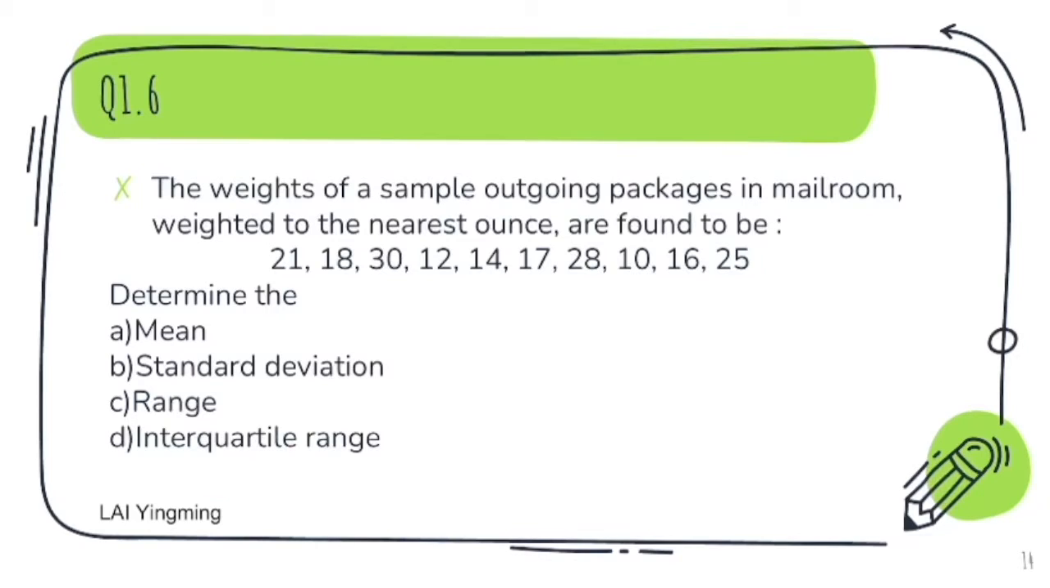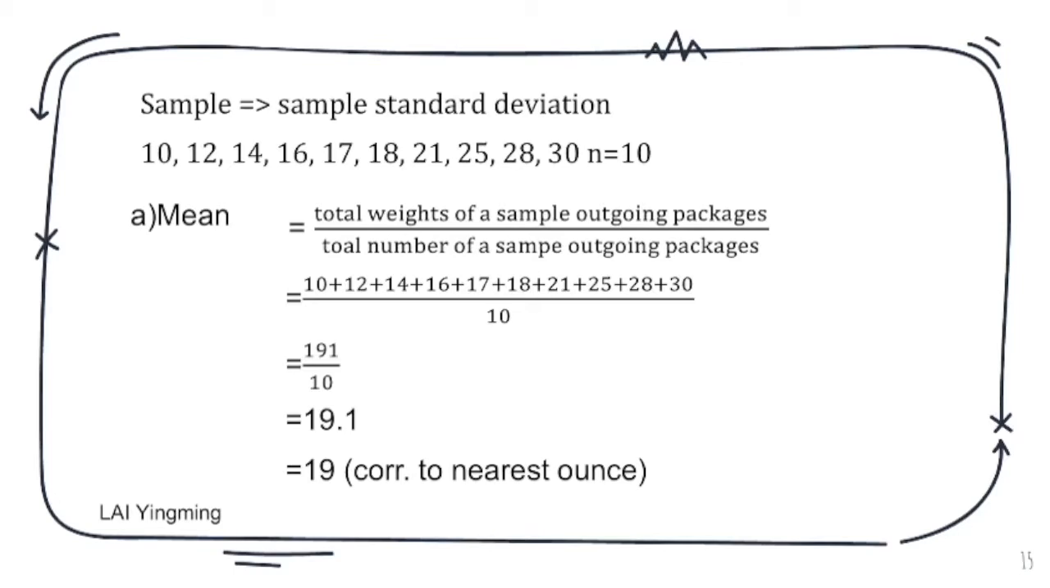For question 1.6, it stated the weight of a sample of outgoing packages in a mailroom, weighed to the nearest ounce. The question has a sample, which means it is a sample standard deviation, and we need to arrange the numbers in ascending order as follows. And we find that n equals 10. For A part, we need to determine the mean, which is the total weight of the sample outgoing packages divided by the total number, which is 191 divided by 10 equals 19.1, which is 19 correct to the nearest ounce.